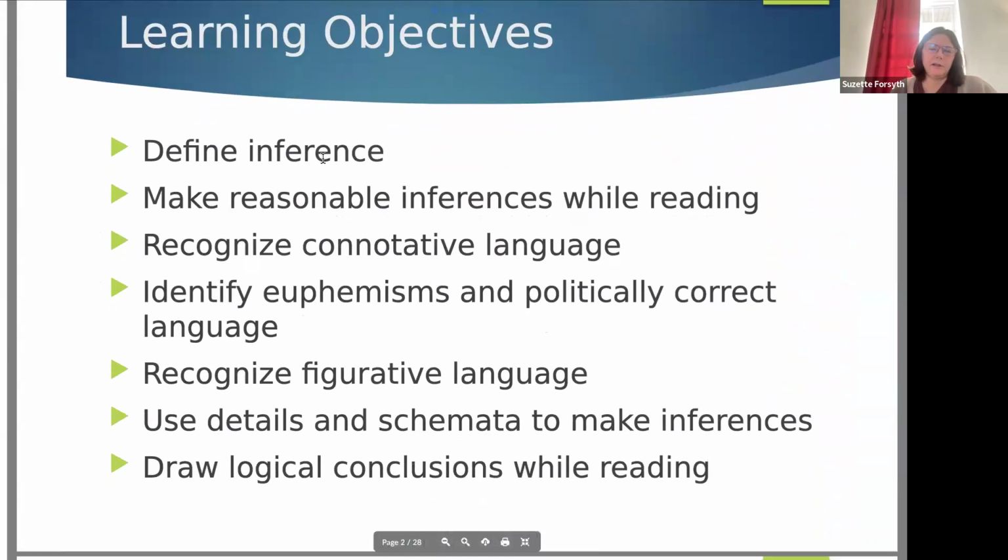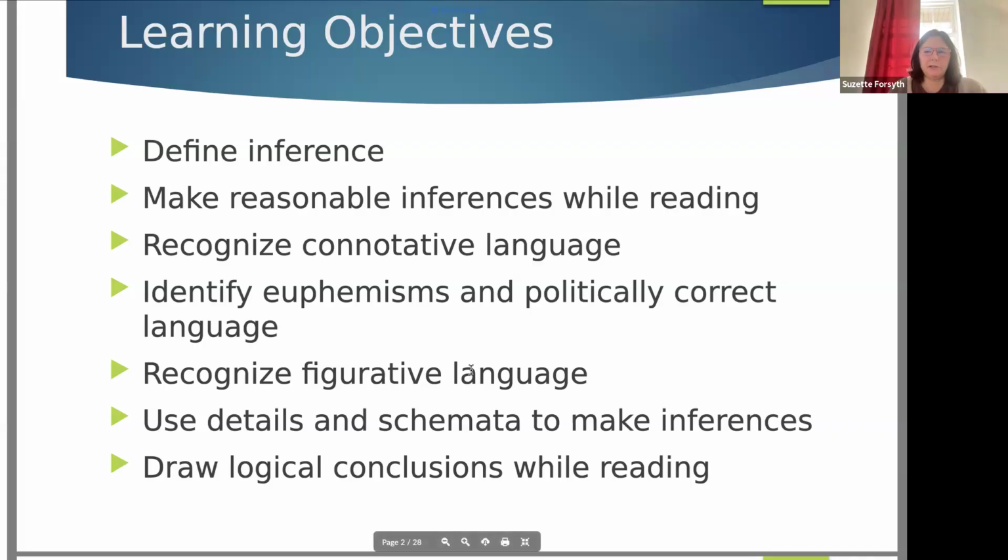We want to be able to define what an inference is and then be able to make inferences while reading. When you talk about inferences, it's hard to learn how to do that without talking about the difference between connotative and denotative language. So we'll talk about that. And also, what falls into these categories are euphemisms. And politically correct language is a form of euphemism. So we're going to talk about that as well. Then we're going to get to figurative language.